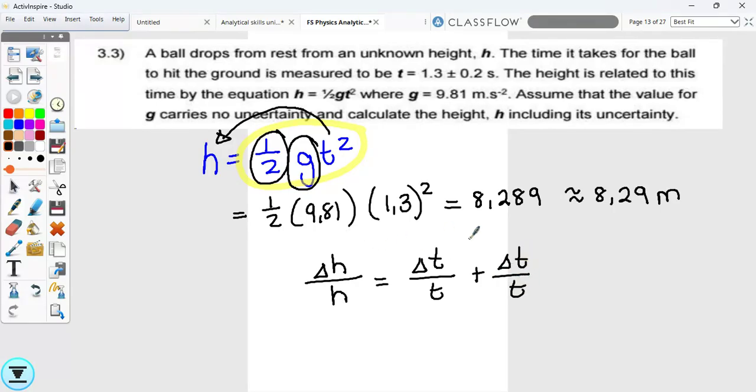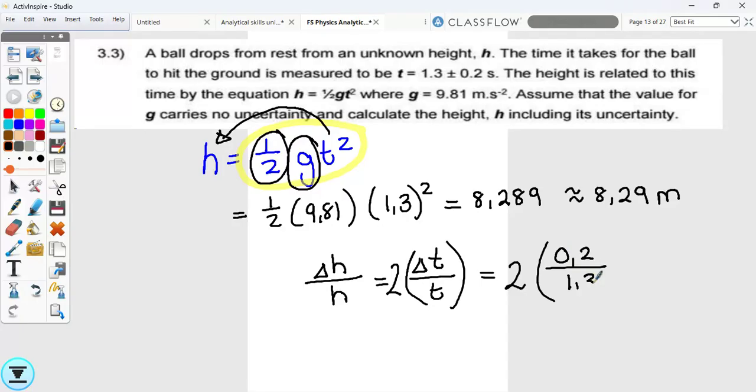And that's where that other rule comes in. Instead of writing it twice, because sometimes there's to the power of 5, we're not going to write it 5 times. Instead of writing it twice, we're just going to say 2 times the fractional uncertainty in T. And now we can fill in our values. So we know that the fractional uncertainty in T is 0,2 over the 1,3. And we can then multiply that, do that on your calculators, and you can give me an answer again.